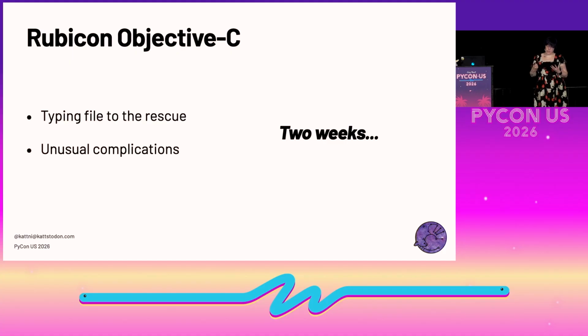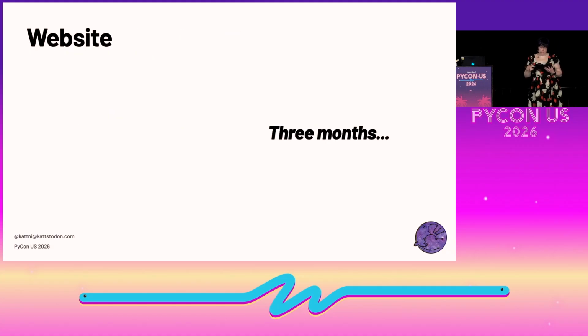The problems that we hit porting Rubicon are not representative of most of the problems that most projects will hit. Most projects are going to be more like Toga or Briefcase than Rubicon, and projects that hit complications like we did with Rubicon are going to hit their own unique set of complications because they're doing something weird with the Python language. That left the website, which took over 3 months.